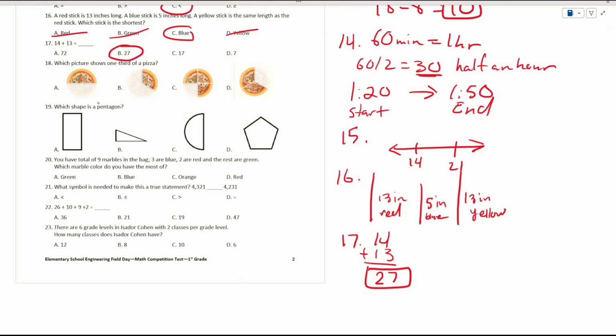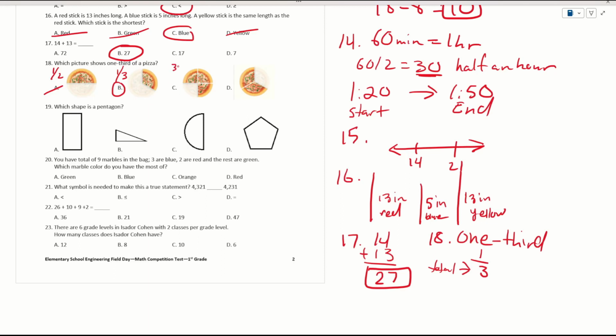Question 18. This picture shows 1/3 of a pizza. If you're wondering what 1/3 means, if this was written as a fraction, it would be 1/3, okay? So we're looking for a pizza that has 1 slice over 3 slices. Think of it as the total, that's the denominator. So it cannot be A, because this is 1/2. This is 1/2. Okay, this is 1/3. So it will be B.